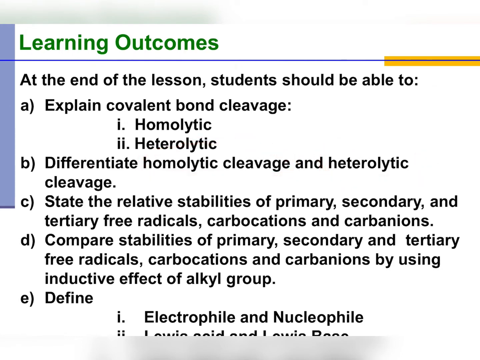Okay, alright, and then next one, you should be able to state the relative stability of primary, secondary and tertiary free radical, carbocation and carbanion. Okay, maksudnya kena boleh explain lah antara primary, secondary, tertiary free radical, yang mana lagi paling stable, carbocation yang mana paling stable, okay, and carbanion. Alright, so nak explain the stability, kita akan guna terms ni lah, inductive effect of alkyl group.